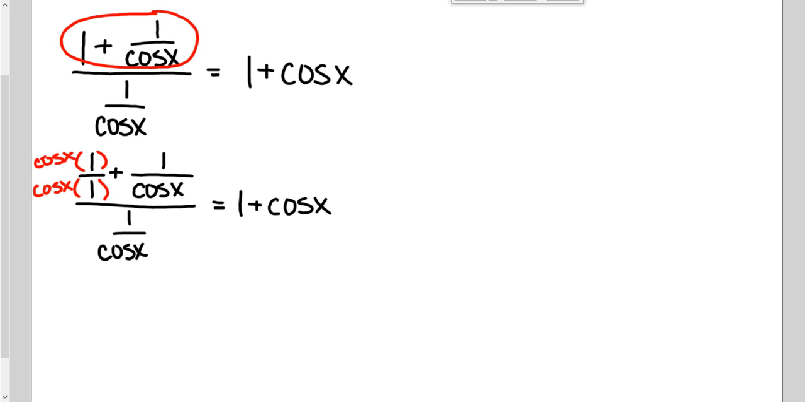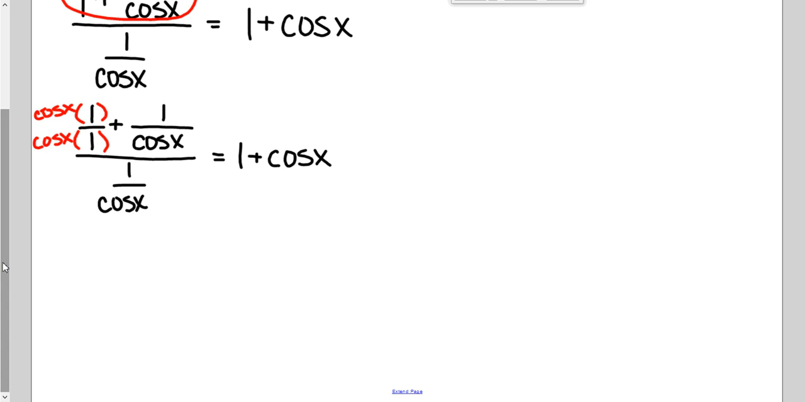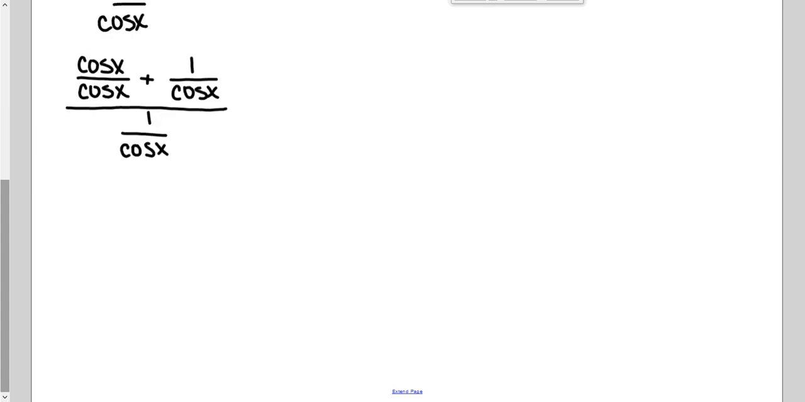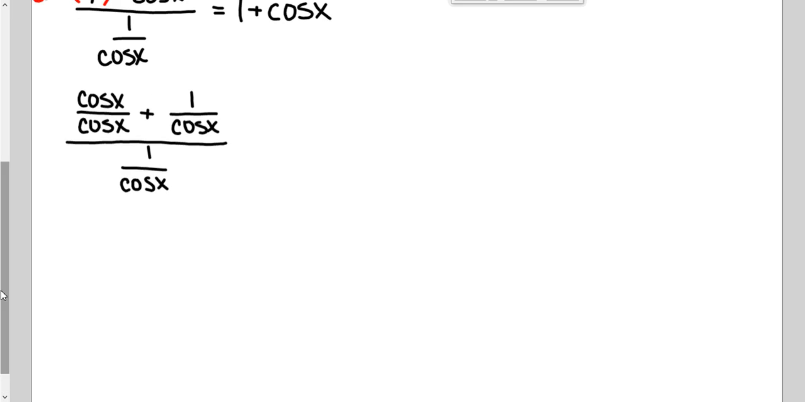Okay? So now that gives me cosine x over cosine x plus 1 over cosine x, divided by 1 over cosine x. Lots of cosines, lots of 1s. So for those of you who are saying that there's no numbers here, there are. They're just hidden.